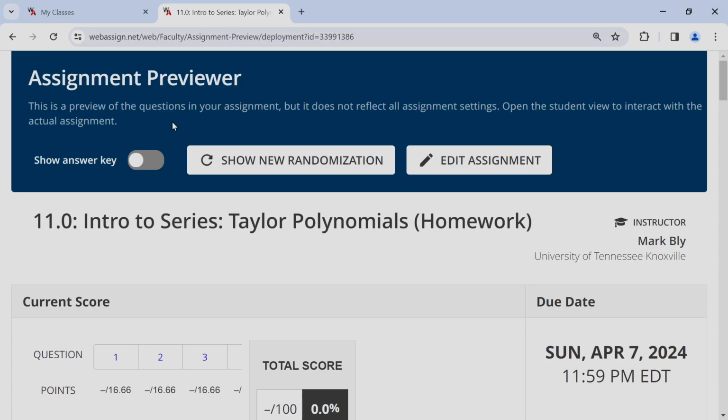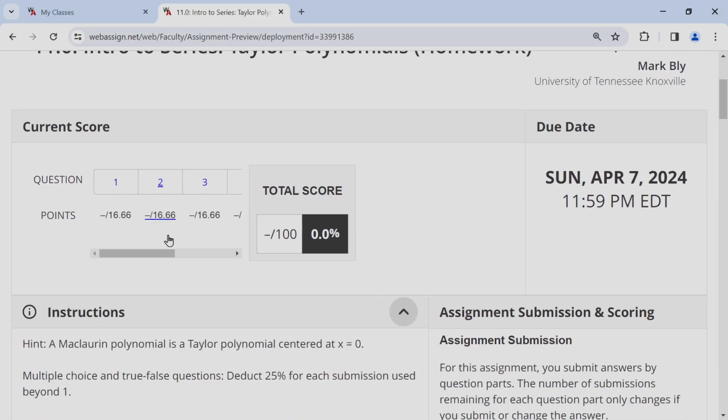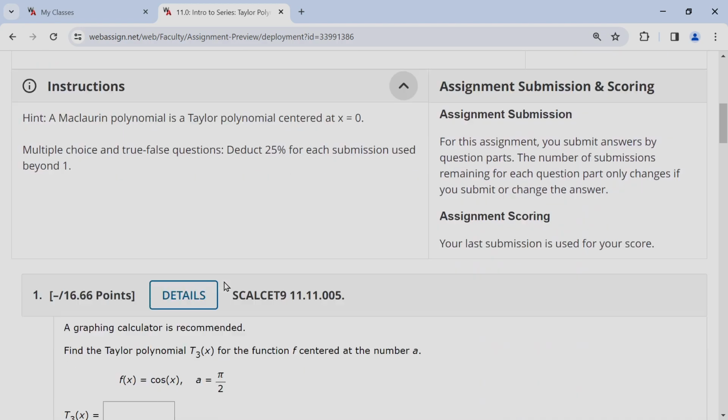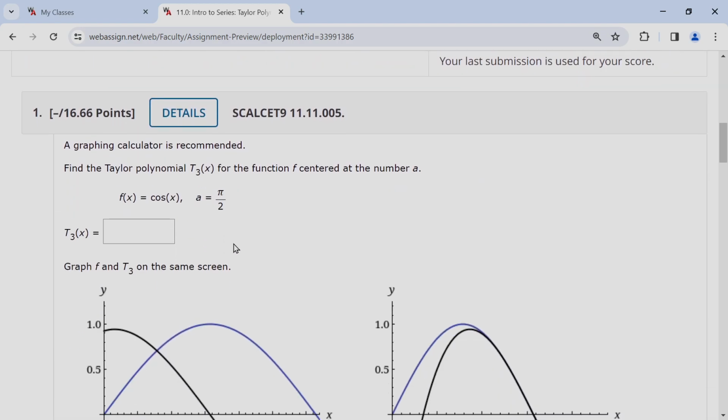All right, let's look at the Taylor polynomials assignment. We've got 6 questions, so let's go right into it. Here we are trying to find the Taylor polynomial T sub 3. So we are going to go out 3 derivatives in our computation here, and we want to be centered at a equals pi over 2.